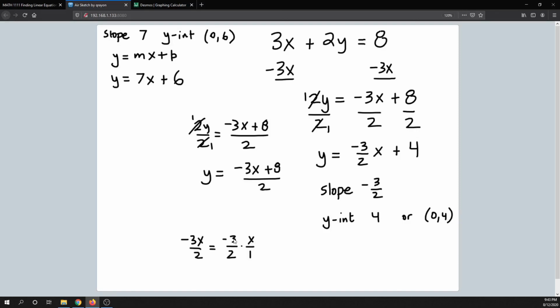And so if I multiply the tops, minus 3 times x, I get minus 3x. If I multiply the bottom, 2 times 1 is 2. So you can see this comes out exactly the same as that. And then anything over 1 is just itself, right? And so we can write this as minus 3/2, and whatever x is, when you divide it by 1, it's just going to be x. So you can write it as just x like that. Okay? So that's the reason why these two are exactly the same. Okay, so that's the slope-intercept form.